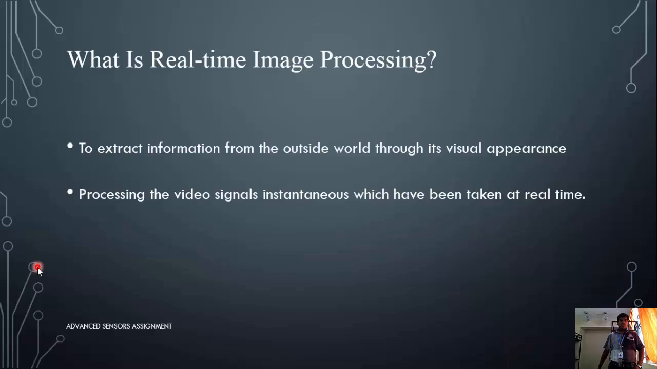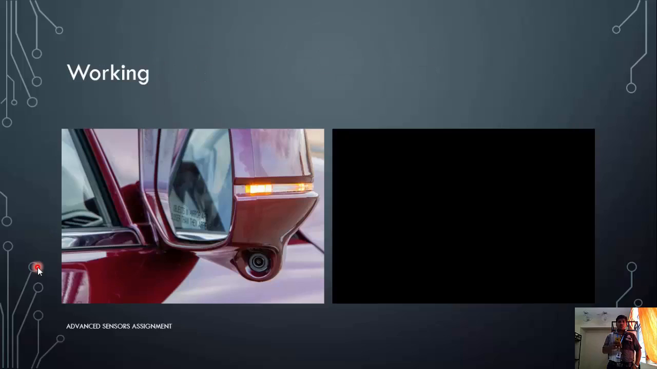What is known as real-time image processing? To extract information from the outside world in real time through its visual appearance is called real-time image processing. Processing the video signals instantaneously, which have been taken in real time itself, is called real-time image processing. And here we can show the working of it.